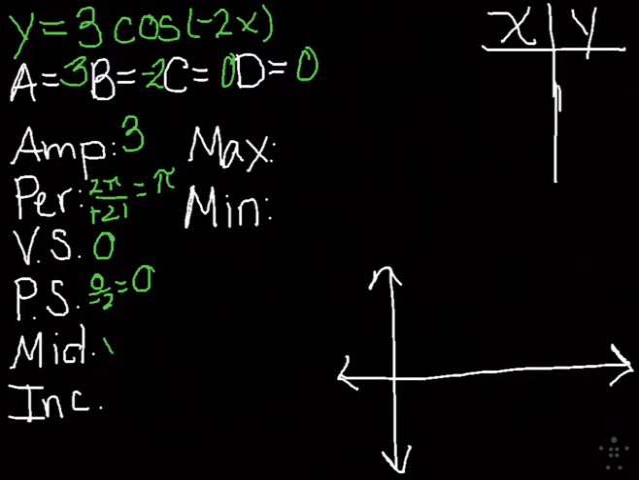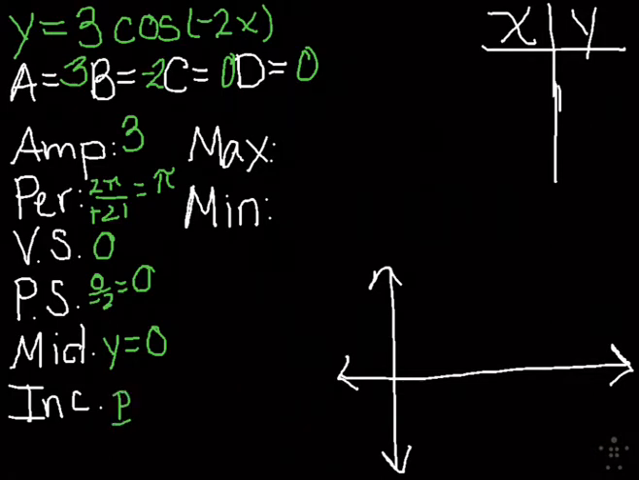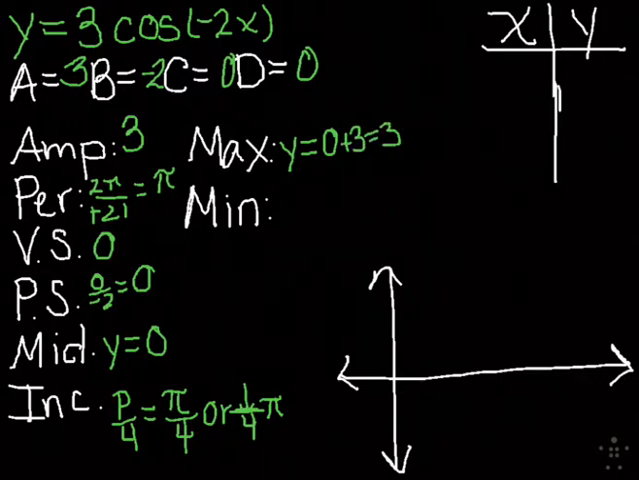Midline is the line y equals D, so y equals 0. All right, your increment is the period divided by 4. So the period here was pi, divided by 4. It's just pi over 4, or 1/4 pi. However you want to write it is fine. Maximum is y equals D plus the amplitude. So D is 0, the amplitude is 3, so 0 plus 3 is 3. Minimum, y equals D minus the amplitude. So 0 minus 3 is negative 3.